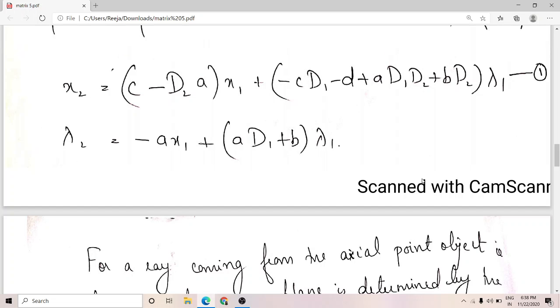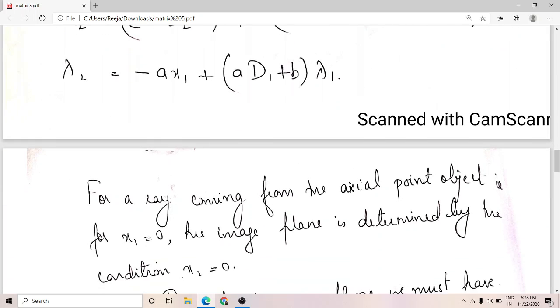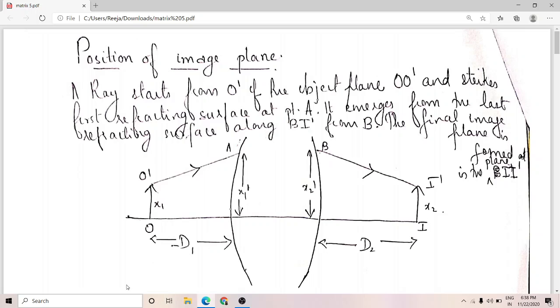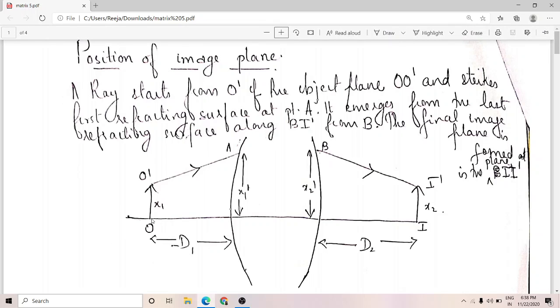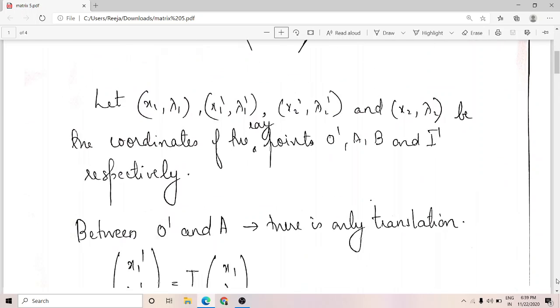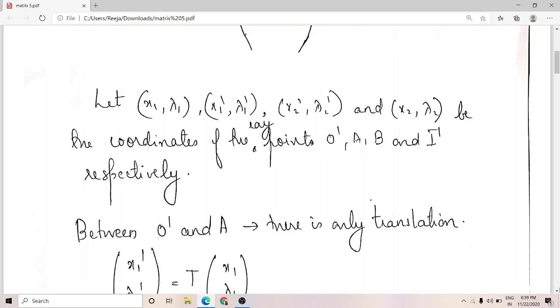Suppose the ray of light is coming from a point object lying on the axis. So suppose our object here is a point object lying on this axis. Then our image must also be a point lying on this axis. If the object is a point object lying on the axis, then x1 must be equal to 0. Then as per that, the image x2 must also be equal to 0. So let us see what change happens in our equation if we change it like this.